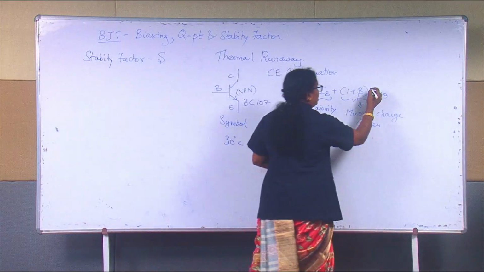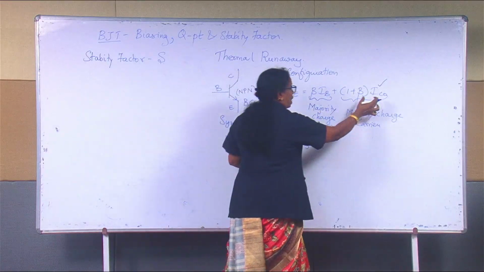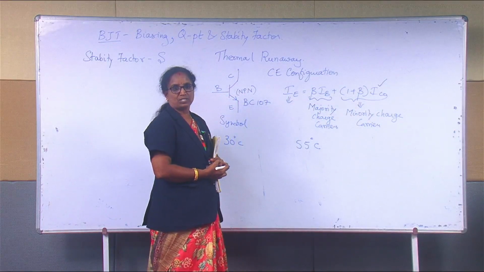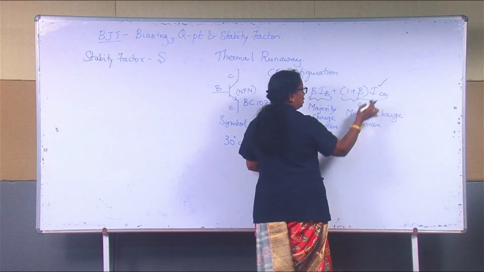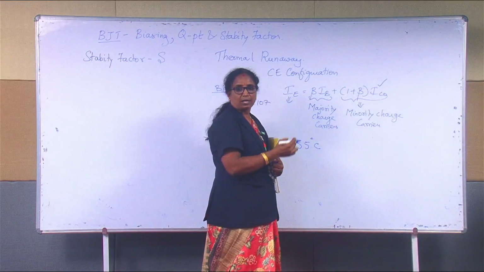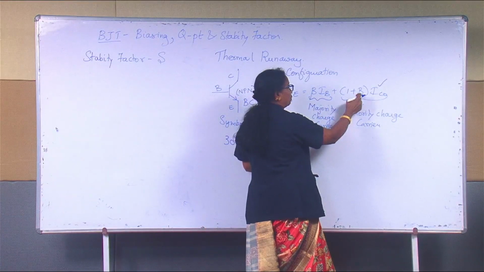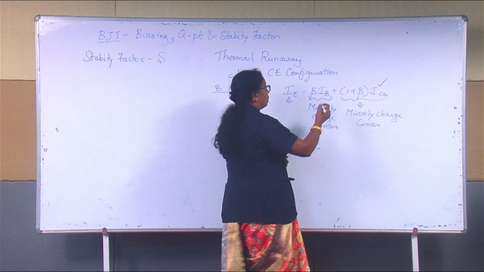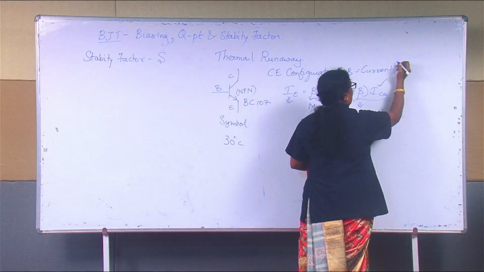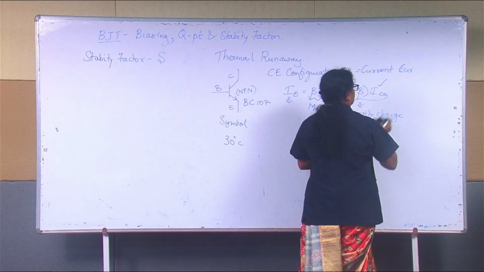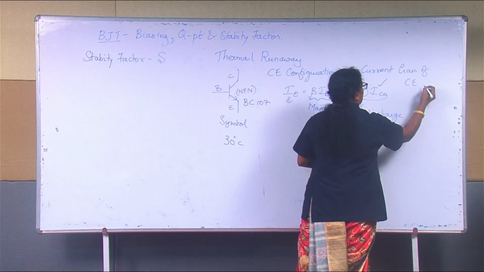So if you take this ICO, this ICO is always temperature sensitive. What is this ICO? ICO is the current due to minority charge carriers, and that is amplified by 1 plus beta times, multiplied by 1 plus beta times. What is beta? Beta is the current gain of the CE transistor.